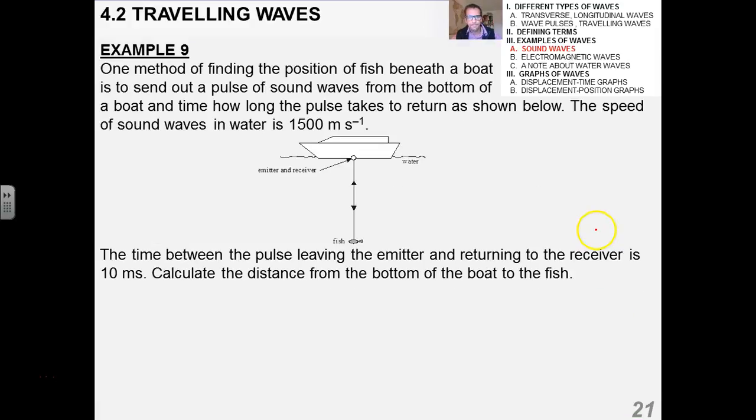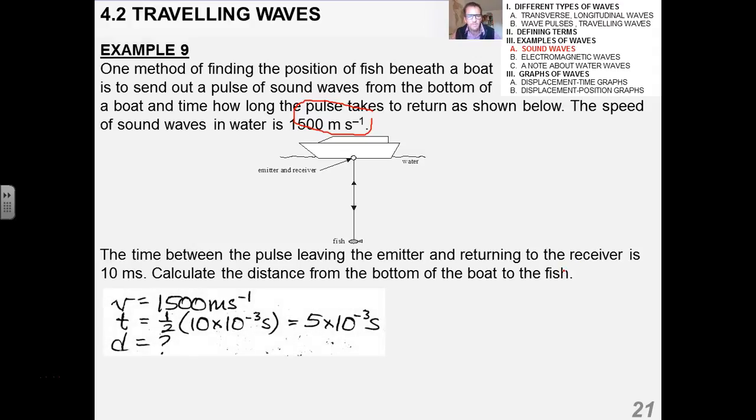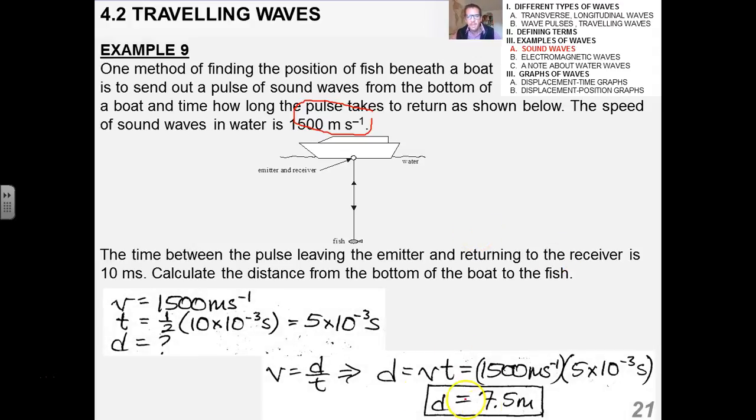Okay, last example, a past paper question from an IB exam. One method of finding the position of a fish beneath a boat is to send out a pulse of sound waves from the bottom of the boat and time how long the pulse takes to return, as shown below. Okay, so they're giving you the speed of sound in water. It's 1,500 meters per second. And they're saying the time between the pulse leaving the emitter and returning to the receiver is 10 milliseconds. Calculate the distance from the bottom of the boat to the fish. This is a very easy problem if you can read the question a couple of times and understand what they're asking for. Okay. I got that the distance is 7.5 meters, okay?